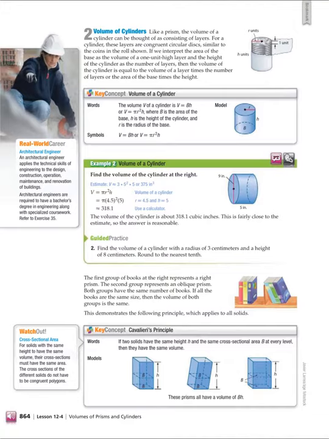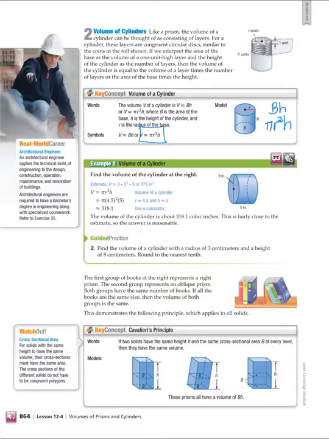Cylinders, the same formula, the exact same formula. It's the area of the base of the cylinder times the height of the cylinder. But the base in a cylinder is always going to be a circle. So pi r squared times h is going to be the volume of my cylinder. We can make it a little bit more specific.